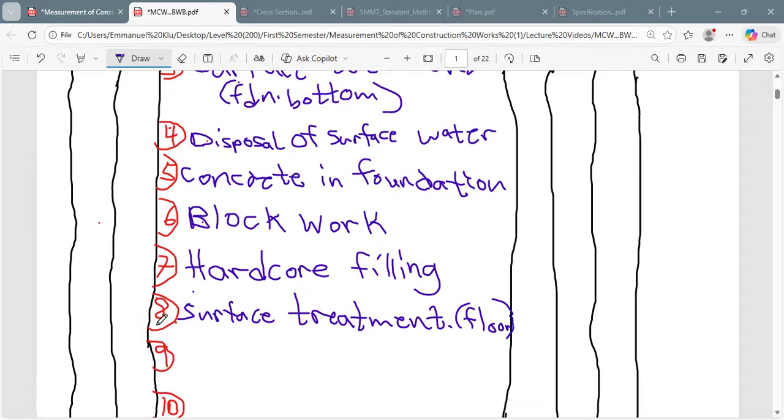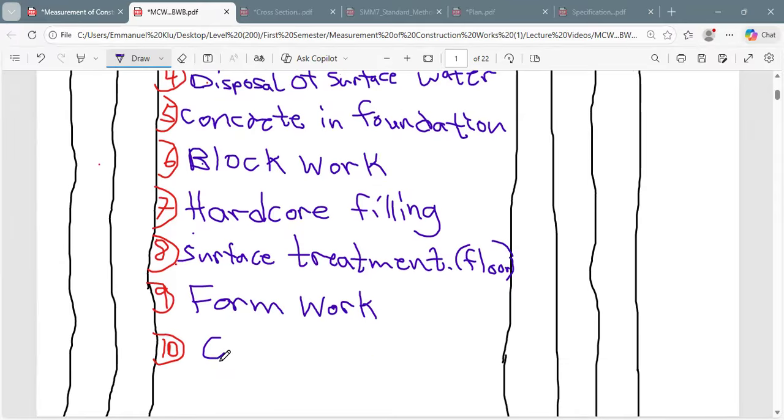And then from there we are going to be doing the formworks. After the formwork, before the concrete work comes, we can say that we are done with the foundation. So after the formwork, then concrete work can begin. That is the oversite concrete.